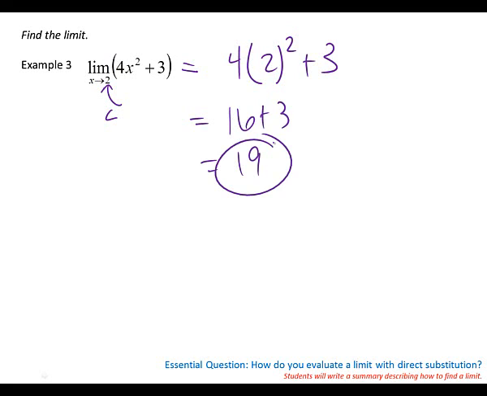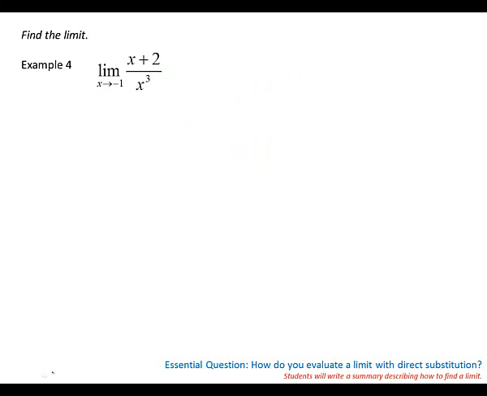Are we good? Sage, you okay? You're good? Okay. You're stunned at how easy this is, right? You're looking forward to the next test. All right, let's plug this one in. This is as good as it's going to get.